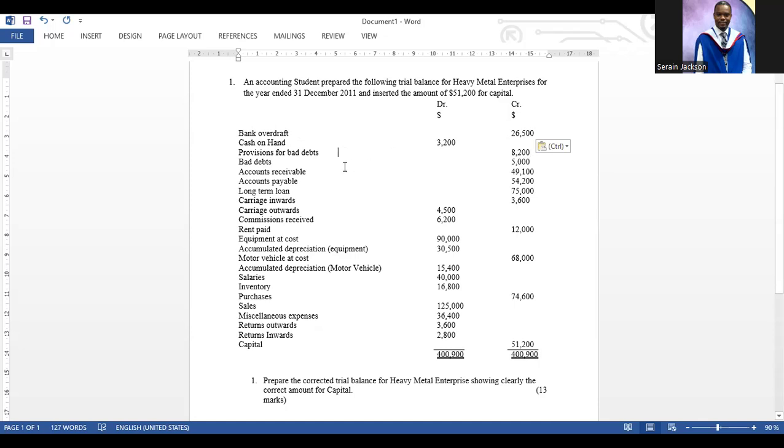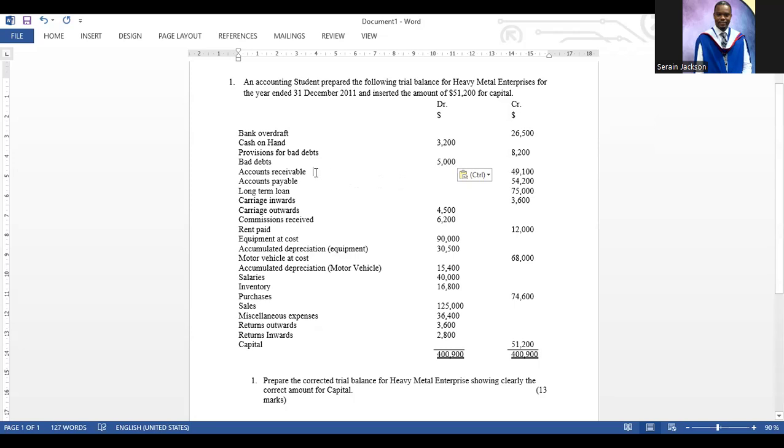So very good. Bad debt. What is bad debt? Bad debt is an expense to the business, right? So bad debt is an expense. It should not be on the credit side. If it's an expense, it should have a debit balance. So it should be on the debit side. So we have to move this one. So let's move the bad debt, put it on the debit side, right?